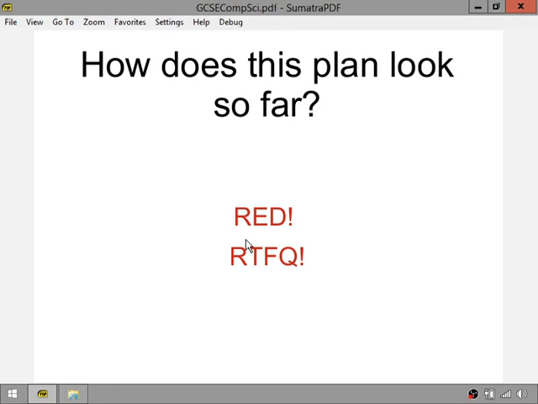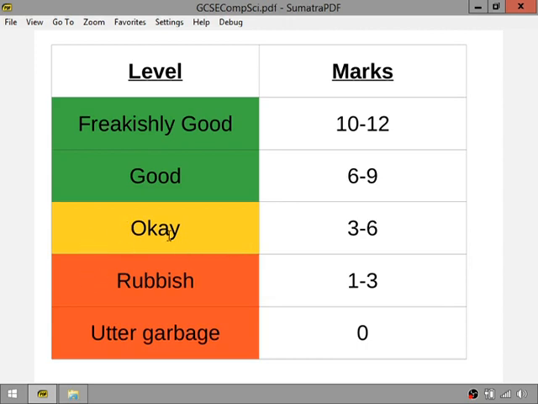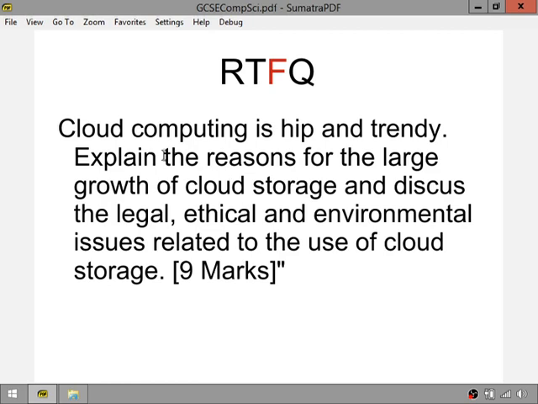I would put it in the red category. So if this was converted into an essay, unfortunately, this plan so far would gear you up for a pretty bad score. The reason for that is because we've not read the full question. So if we go back to this one here, if I was grading this plan, if we turn this plan into an essay, it would probably be in the rubbish category. Why is that? Because we didn't read this properly. We need to talk about the reasons for the large growth of cloud storage.